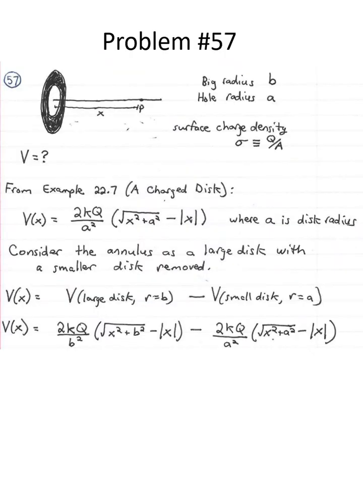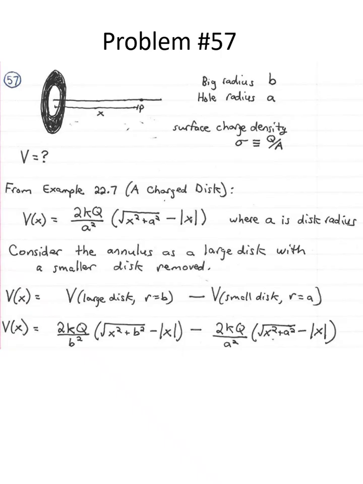Number 57. The annulus shown in the figure carries a uniform surface charge density sigma. Find an expression for the potential at an arbitrary point P on its axis. All right, two ways to do this. There's a calculus way and a non-calculus way. I haven't written out the calculus way. I've done it the non-calculus way.